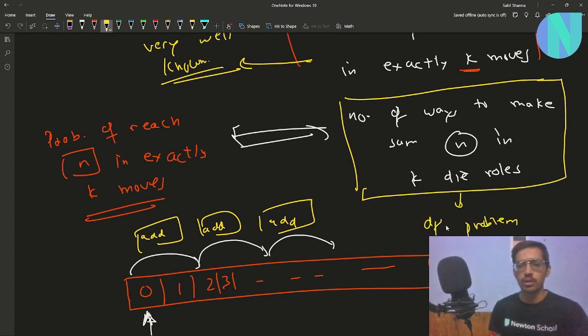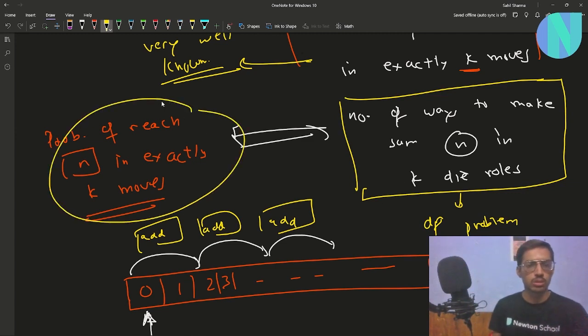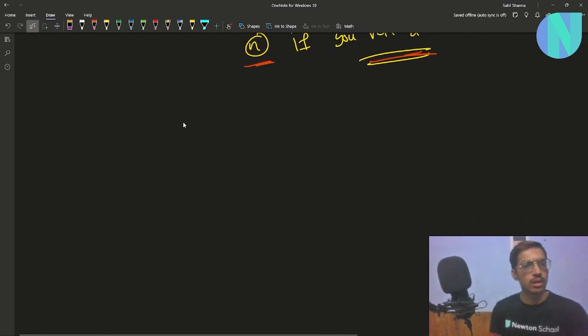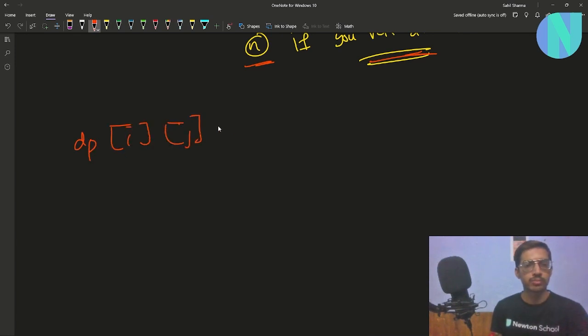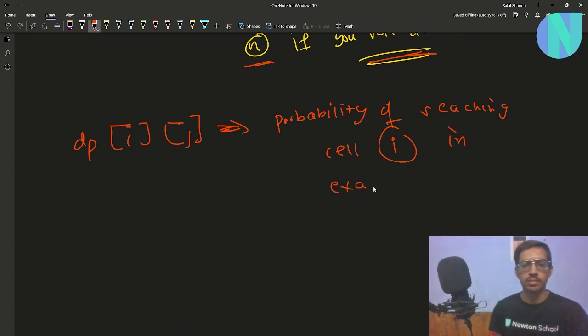So now we know that we can somehow define a DP state and use that to solve this problem. Now let's see how we can define our DP. I will define my DP as DP of i, j, where DP of i, j defines the probability of reaching cell i in exactly j moves, right? So that will be my DP definition.